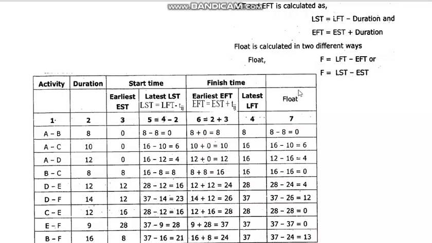Okay, so now the float is the subtraction of these two, 16 minus 16 is 0. Like that, for all the other activities also you calculate.